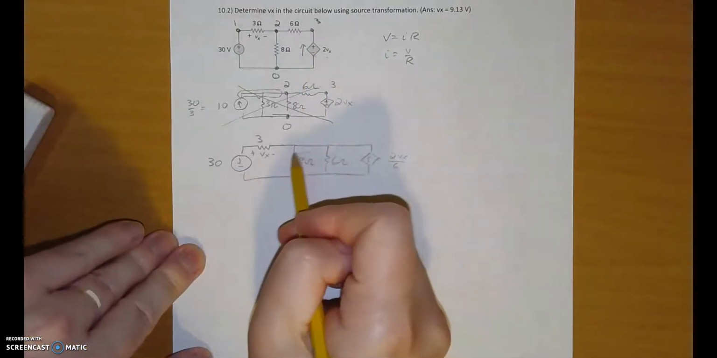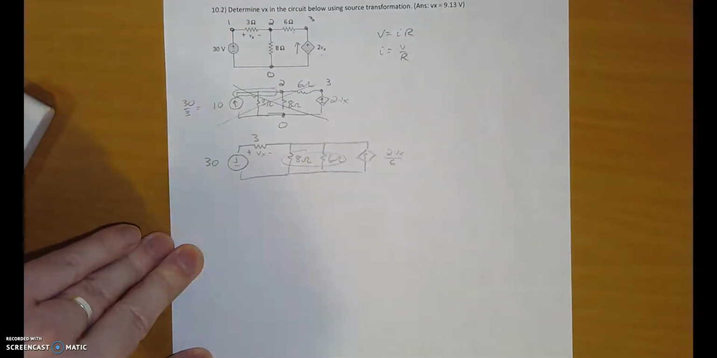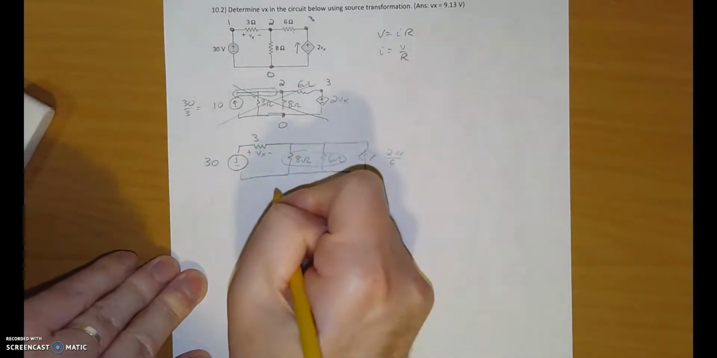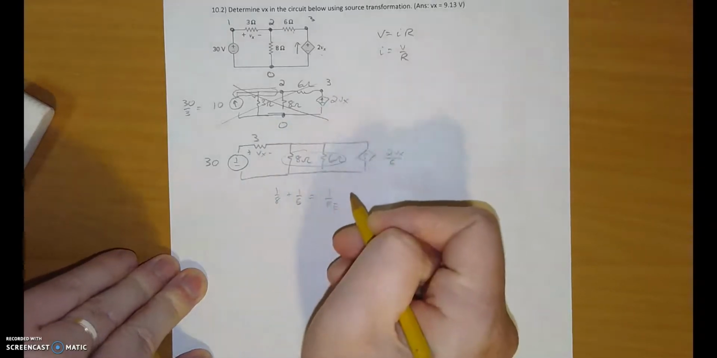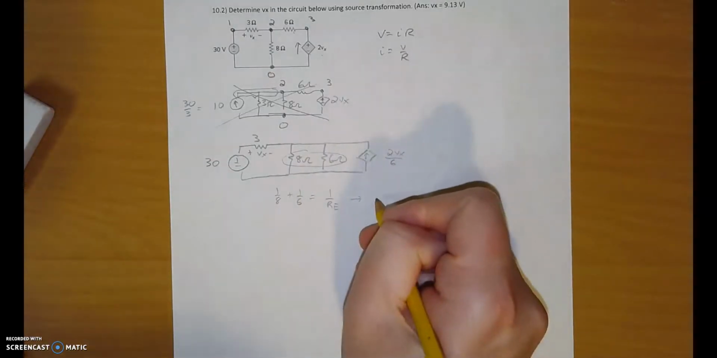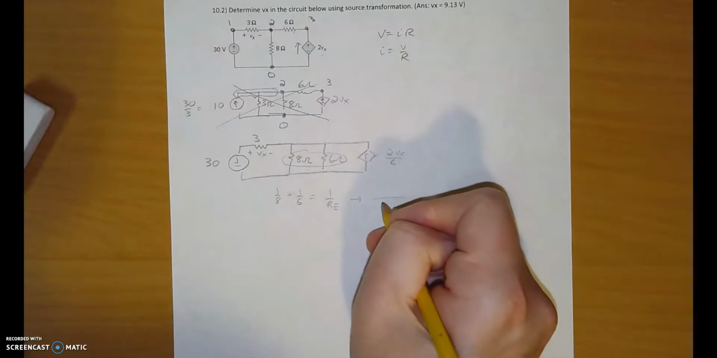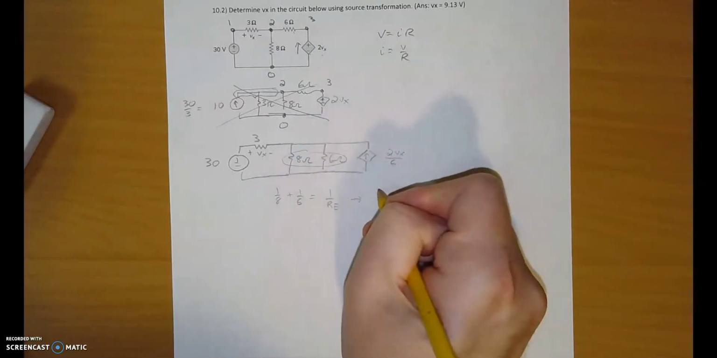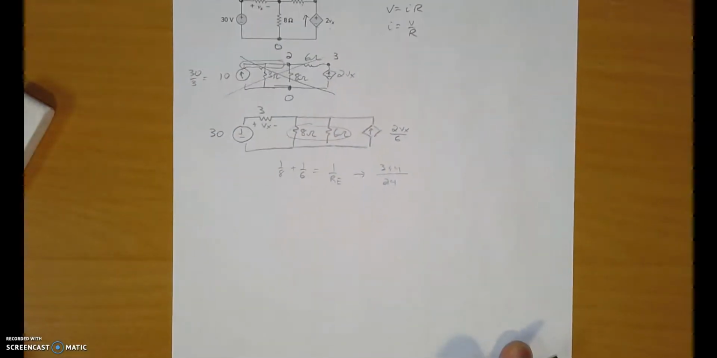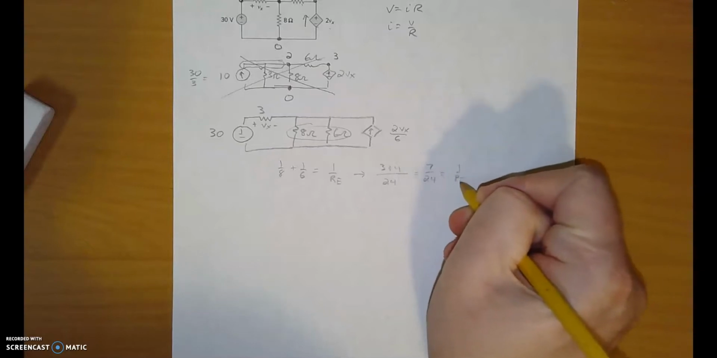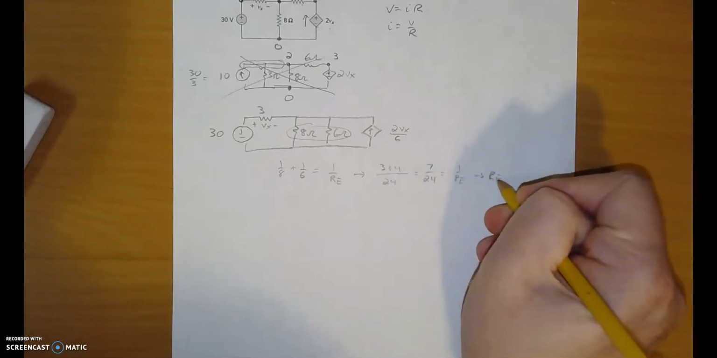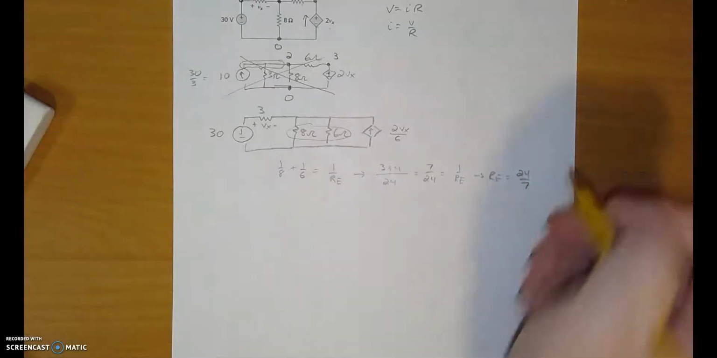And then I can combine these two. They will turn into, so 1 over 8 plus 1 over 6, equals 1 over R equivalent. So we have a common denominator of 24 here. So I would need 3 over here, and I would need 4 over here. You can also just use 48 if you don't want to figure out what it is. Which will be 7 over 24 equals 1 over R equivalent. I know it's not very pretty. R equivalent is 24 over 7.